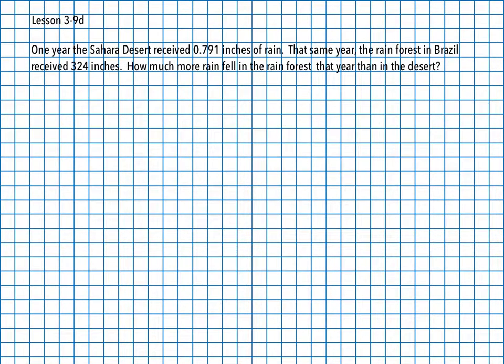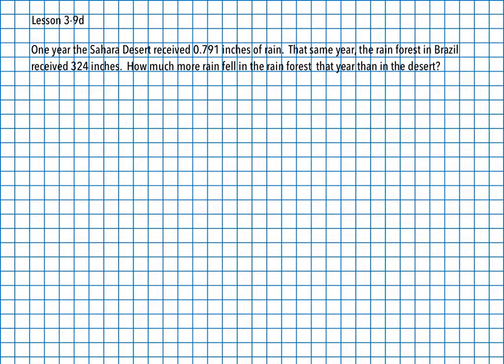And this one involves the Sahara Desert. One year, the Sahara Desert received 791 thousandths inches of rain. That same year, the rainforest in Brazil received 324 inches. How much more rain fell in the rainforest that year than in the desert?